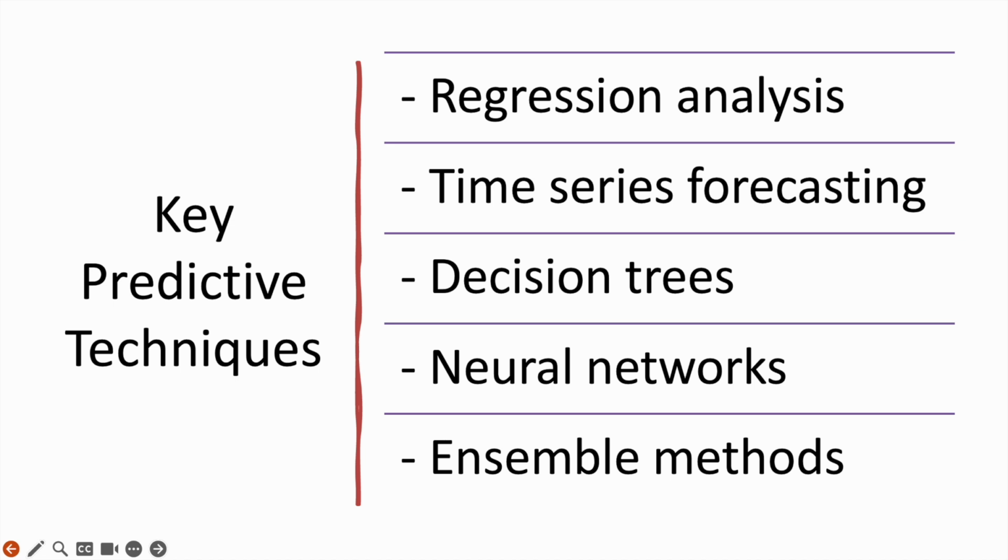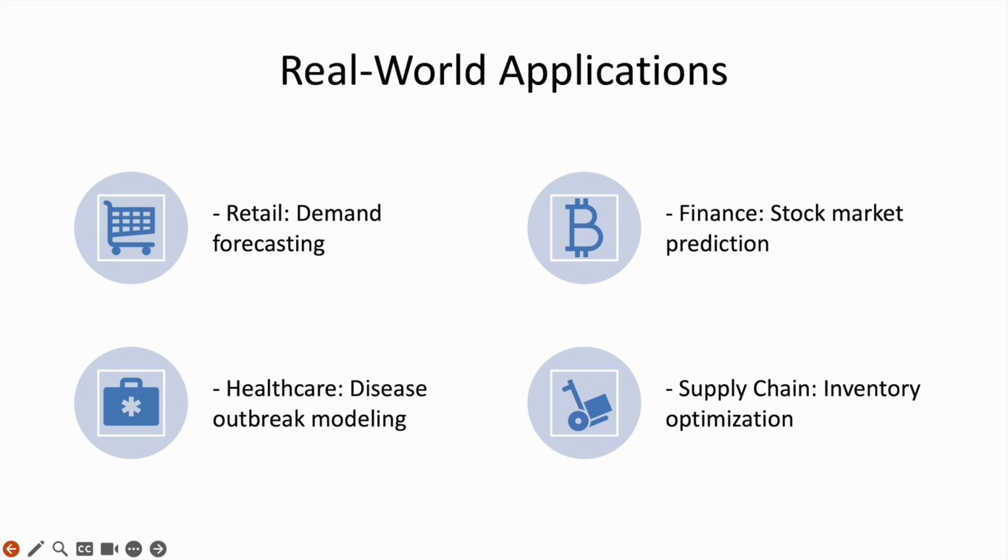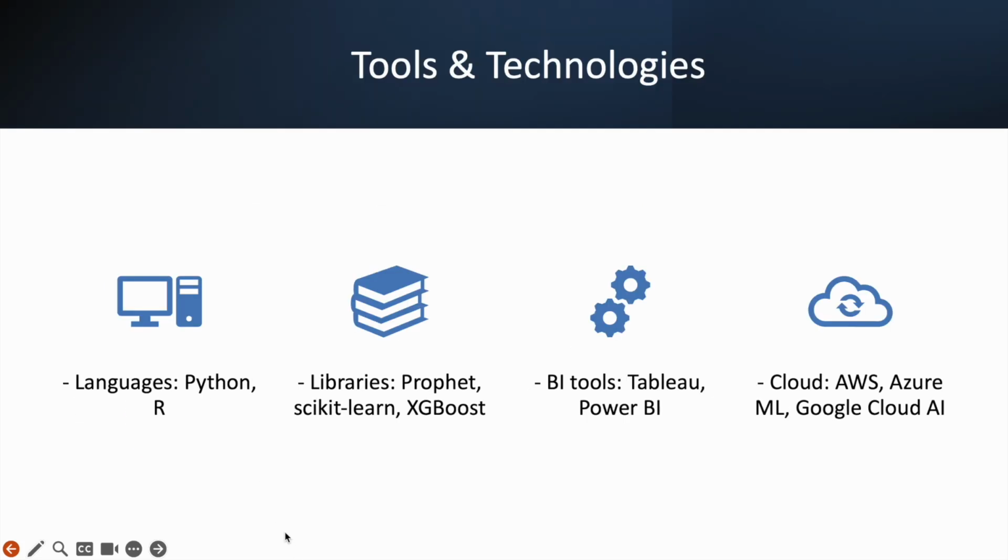The benefits of predictive analytics in market trend prediction is improved decision making. Businesses can make informed choices based on data rather than intuition. Another benefit is cost reduction. So optimizing inventory, pricing, and marketing reduces unnecessary expenses.